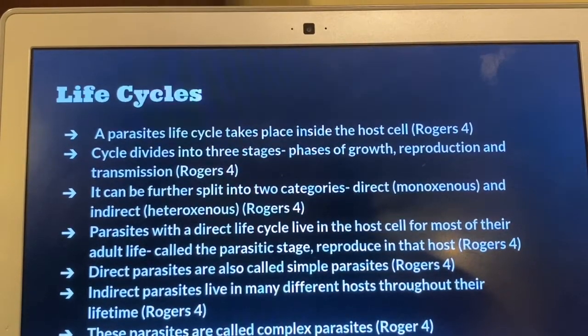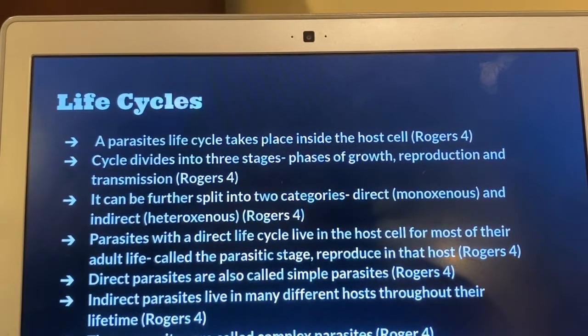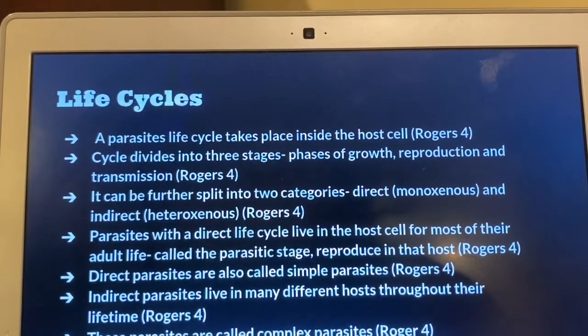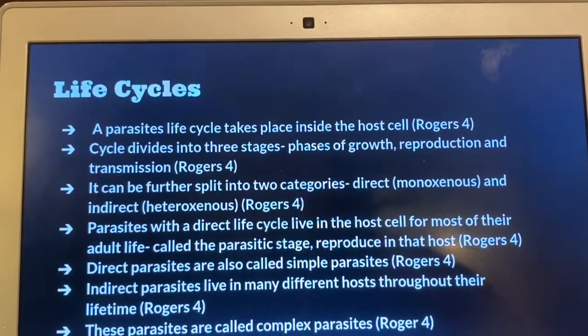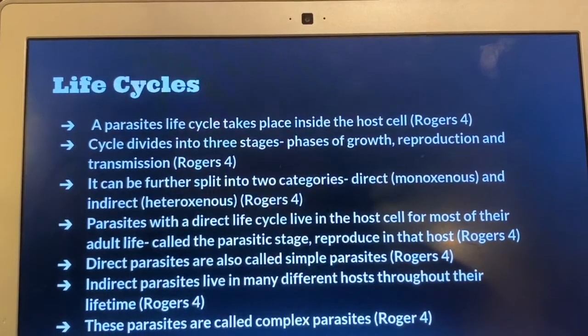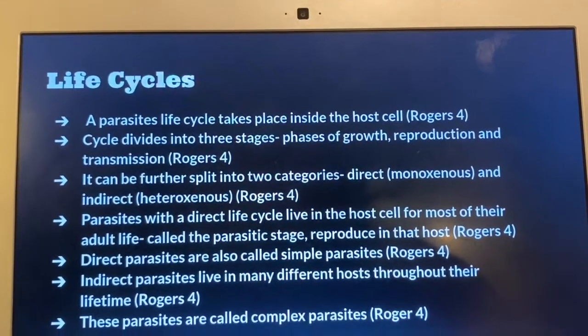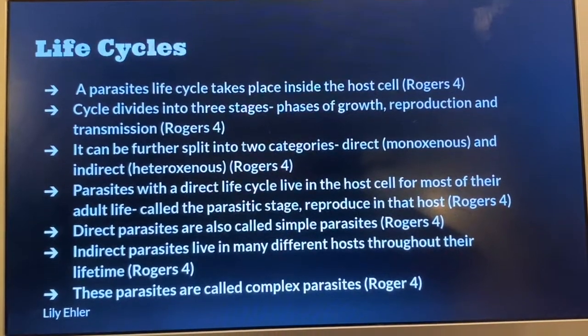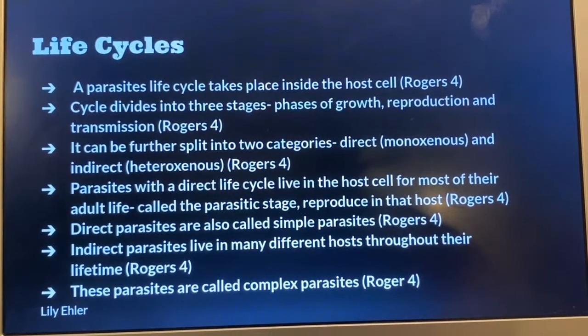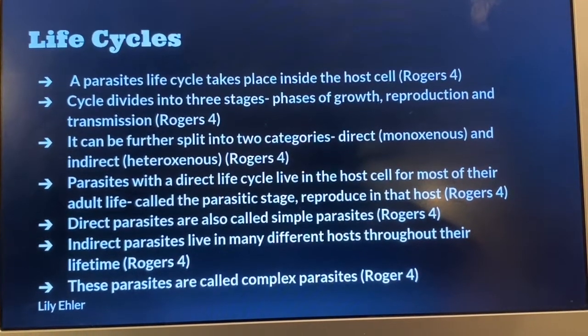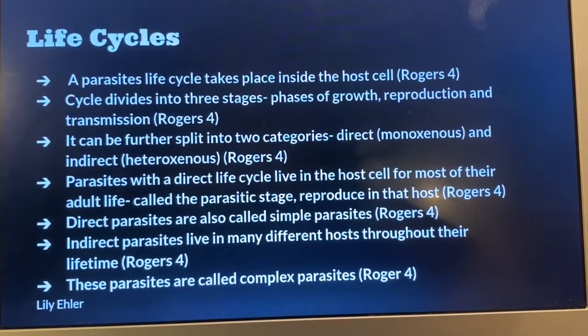Parasites with a direct life cycle live in the host cell for most of their adult life, and this is called the parasitic stage, and they reproduce in that host. And direct parasites are called simple parasites because they live in one place. And indirect parasites are called complex parasites because they live in many different hosts throughout their lifetime.